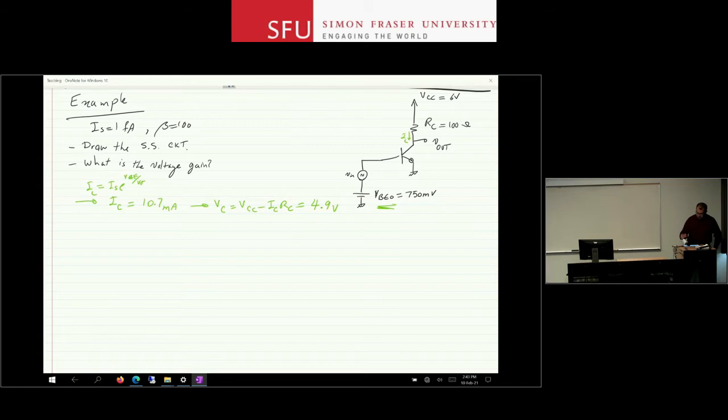Quick check to see if my device is in active region. So this is the base collector diode, base emitter diode. Base emitter is okay. Base collector, well, about 5 volts at the collector, 0.7 volts at base. So it's a negative voltage drop. BC reverse biased or BC off. I would say reverse biased. So check, right? And BE on. And BC off, check, right? So active is okay.